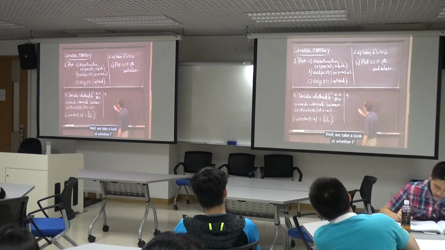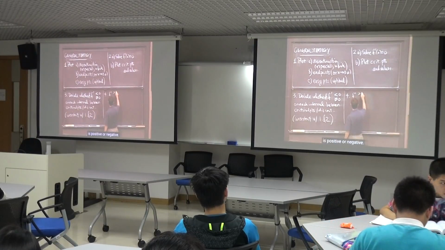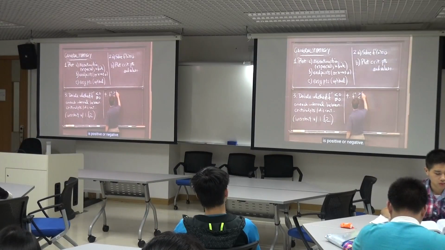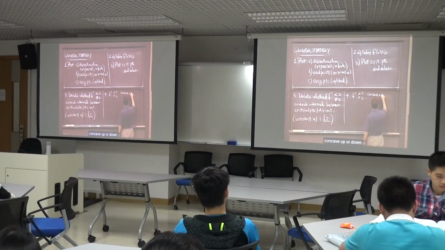Well, we take a look at whether f double prime is positive or negative. And so we're deciding on things like whether it's going to go up or down.